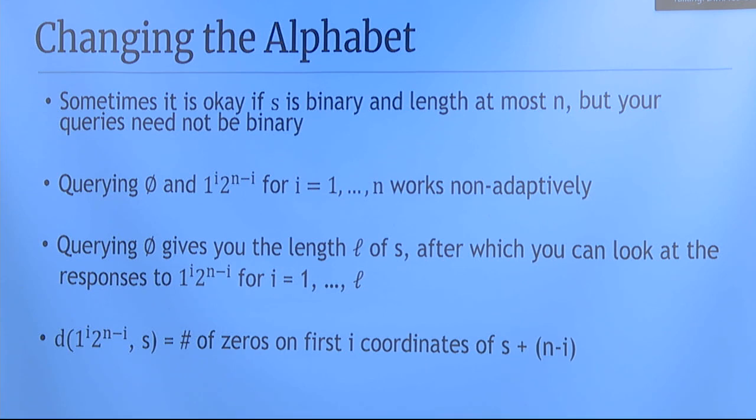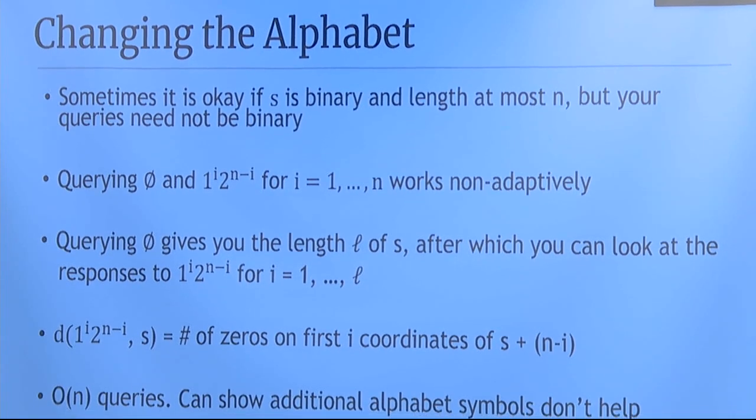So this is nice because I can gradually learn my secret by learning how many 0s I have on each prefix and build it up and recover my answer. So this gives order n queries.